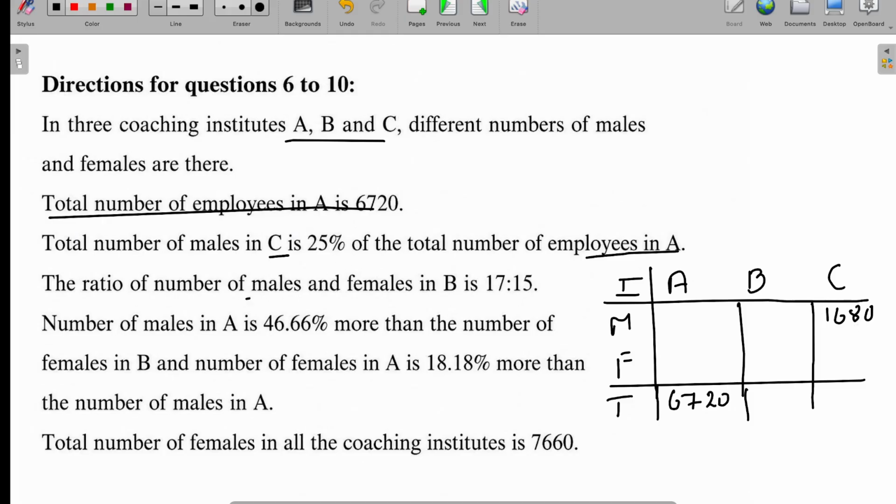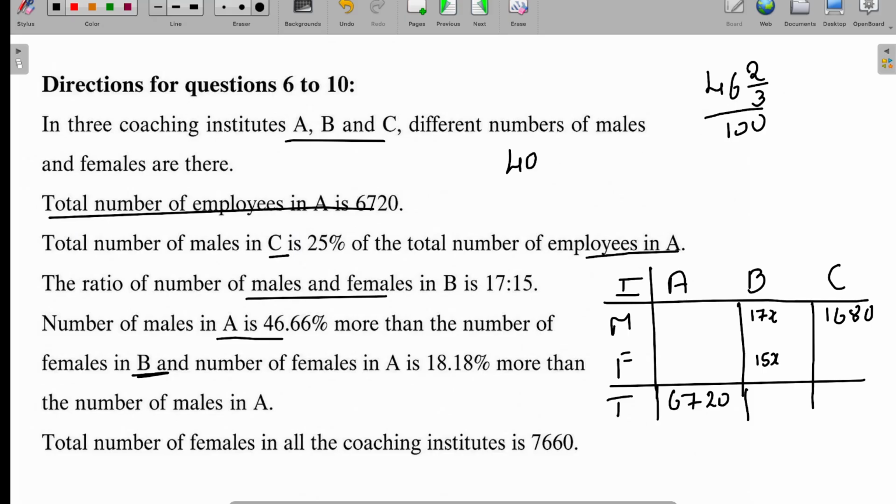Then the ratio of males and females in B, that is 17x, this is 17x, this is 15x. This is the ratio that we will take later. Number of males in A is 46.66% more than number of females in B. So we can write 46.66. How to do it? Most of them here will get confused. 46.66 you can write like this, 46.66 means 2 by 3. This is one way, 46 2 by 3 percent, to convert mixed fraction to improper.